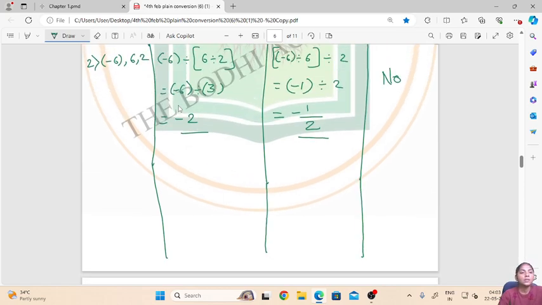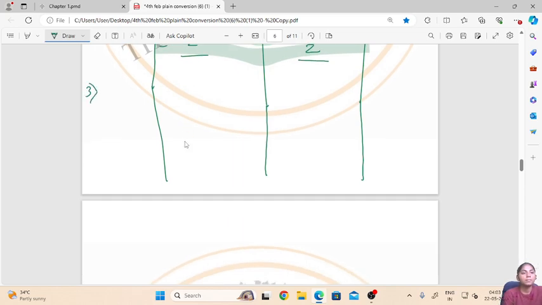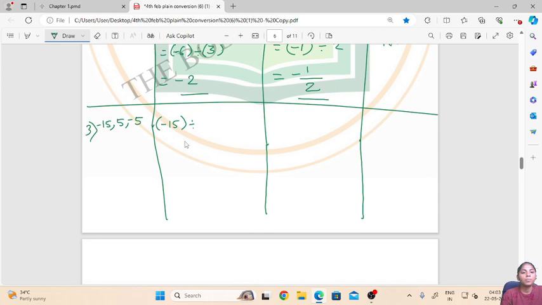Another example that we have is -15, 5 and -5. So first A divided by bracket B divided by C, and then we have A divided by B, which is then divided by C. So let us solve this.